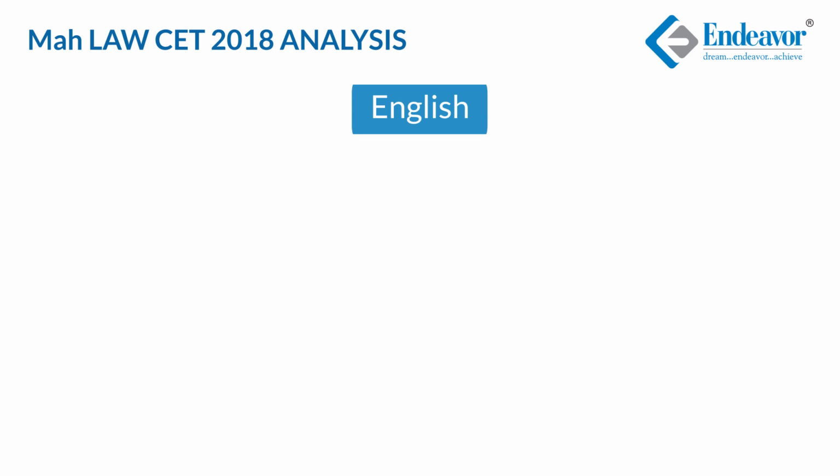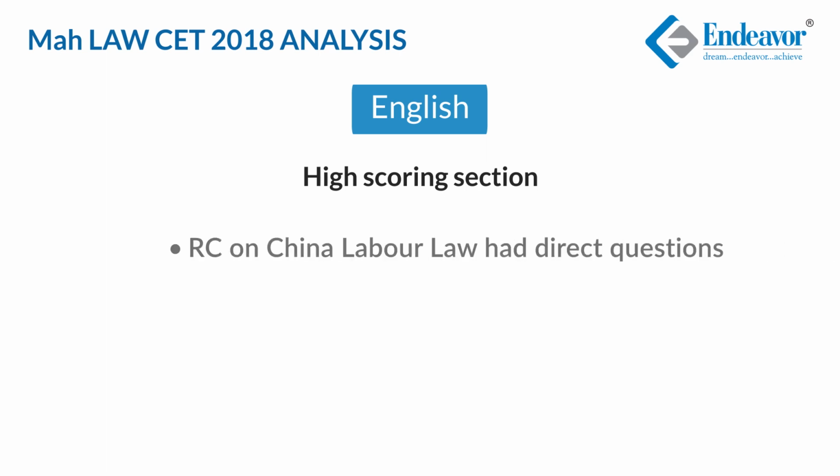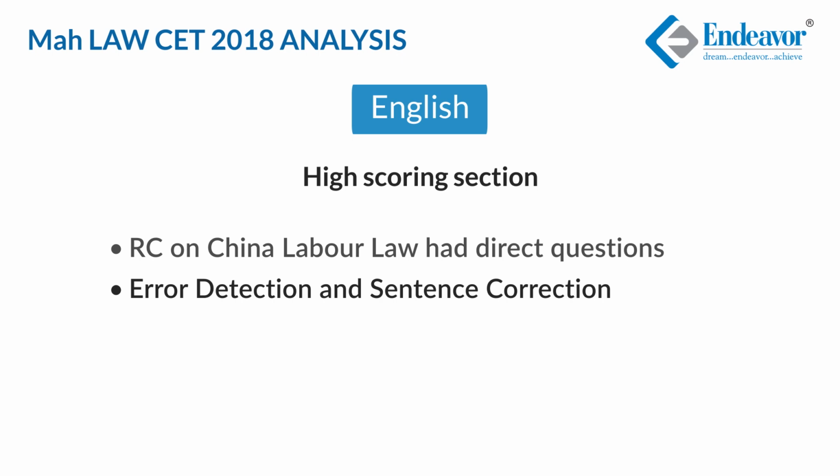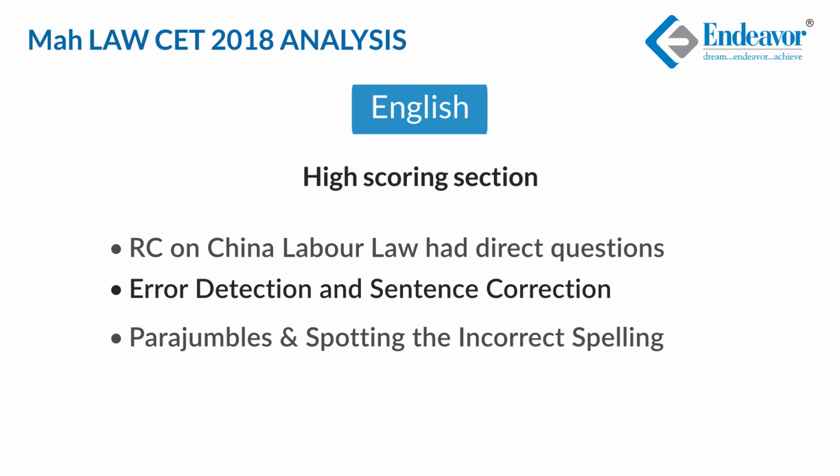Section 4, English. This particular section could have been one of the scoring sections, because if a student has a good command over vocabulary, grammar and reading comprehension, they could clearly score good marks out of these 30 questions. There was one passage based on China labor law as a reading comprehension, out of which total 10 questions, around 6 to 7 were easily solvable and the majority of them were based on antonyms and synonyms and direct questions. There were also questions based on error detection and sentence corrections. Apart from that, there were a couple of questions based on parajumbles and spotting incorrect spellings.